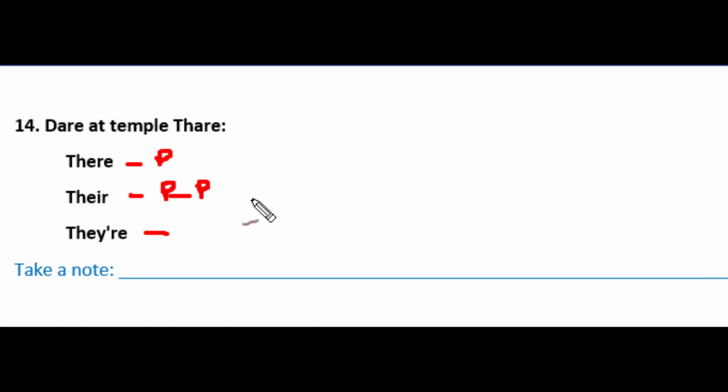Their bags are sitting on the floor. I'm talking about the people. Let's talk about cows. Their tails are long. It's plural possessive. It could be animals or objects. And they're stands for they are. And this is somewhat informal, so please take note of it. It's got a contraction here.